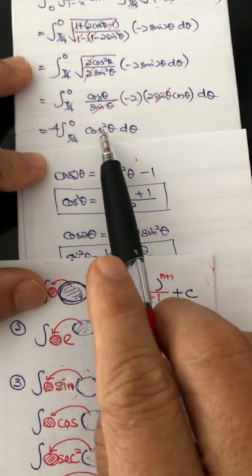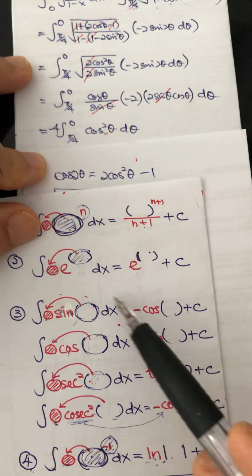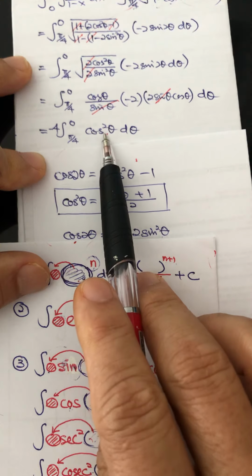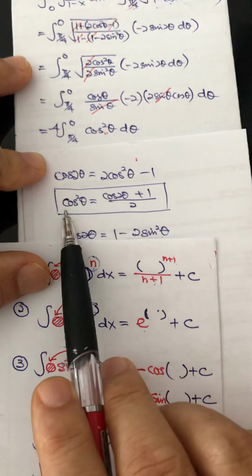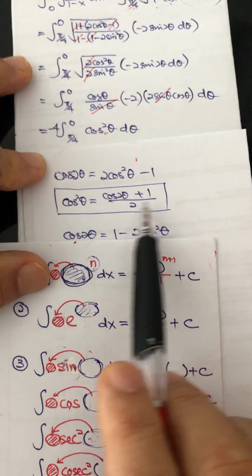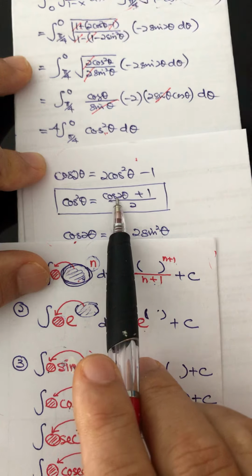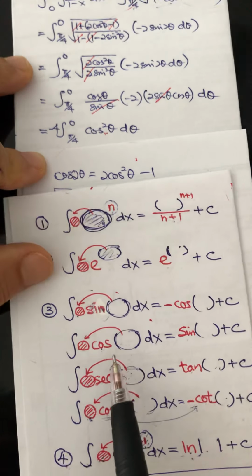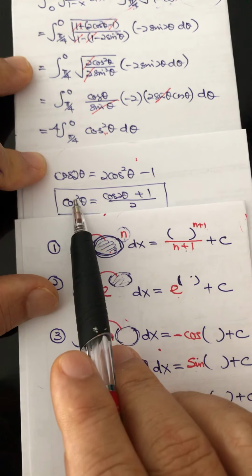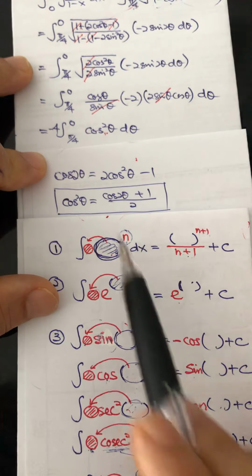I repeat, here got cos square, but in the list here we don't have cos square, we have only cos. So how to change? We can change the cos square using this identity. Cos square theta is cos 2 theta plus 1 over 2, you just shift here. Then you see this one already become cos. That means now you can use this one already, cos.